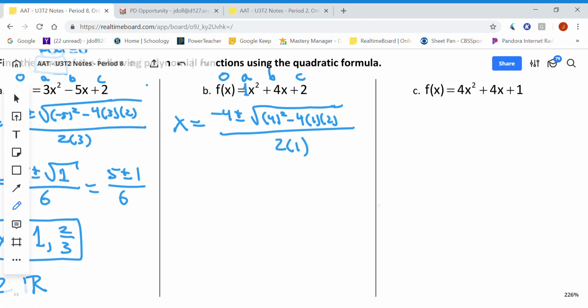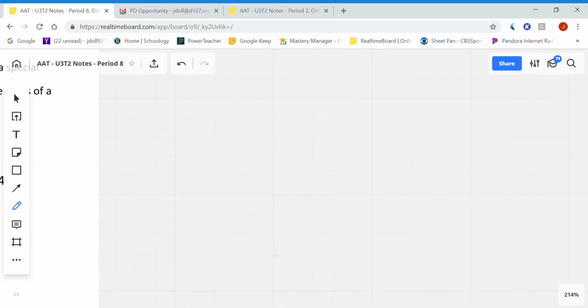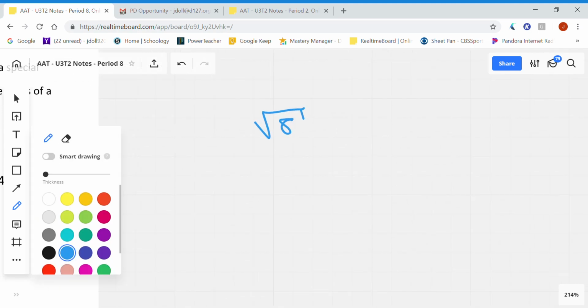So in this situation, we're going to end up with -4 plus or minus the square root of 8 over 2. Now, square root of 8, it's not like the square root of 1. 1 is a perfect square, 8 is not. So we have to be able to simplify a square root of 8. So I'm just going to come over here, because you probably don't have enough room on the page, and work through simplifying the square root of 8.